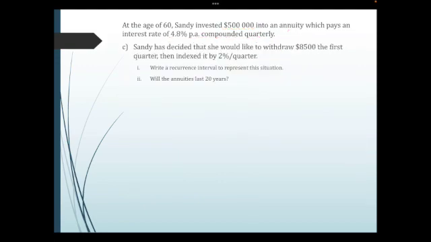All right, let's move on to part C and part D. Part C: Sandy has decided that she would like to withdraw 8,500 the first quarter, and then index it by 2% per quarter. So we know that it is going to be indexed. Let's start off by writing a recurrence relation. We know Tn plus 1 equals Tn times 1 plus 0.048 divided by 4.